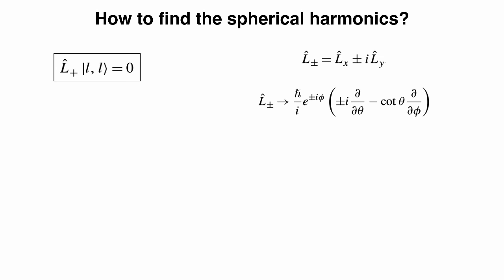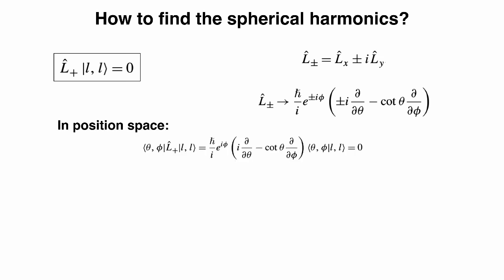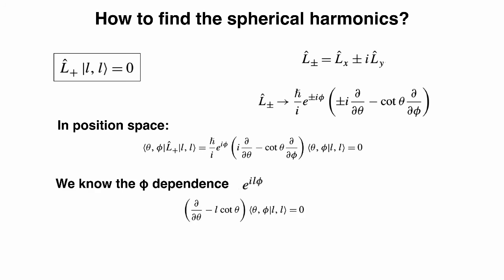Of course, L plus is L_x plus i L_y. And we know L_x and L_y. We just did it in the previous section of this screencast. So if we know L_x and L_y, we can calculate L plus. In fact, we can calculate L minus as well, and it's the one written on the slide here. In position space now, in other words, by projecting on the bra theta phi on the left-hand side, we can obtain a differential equation that we need to solve.